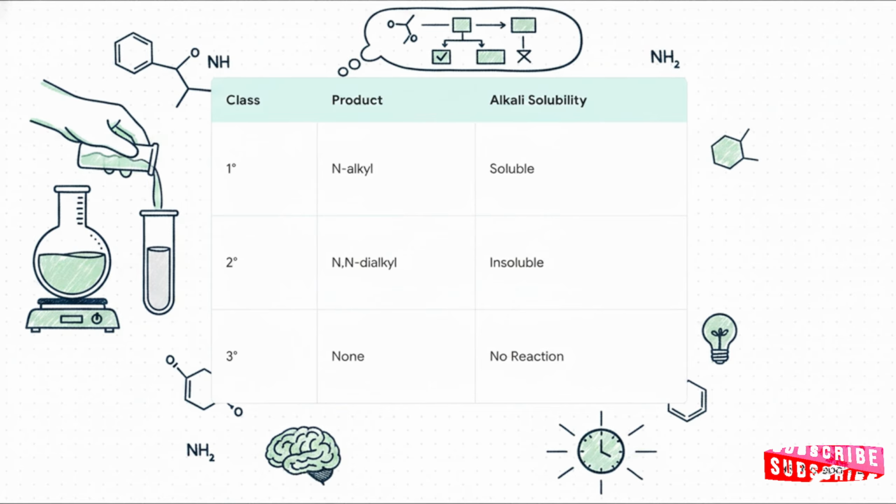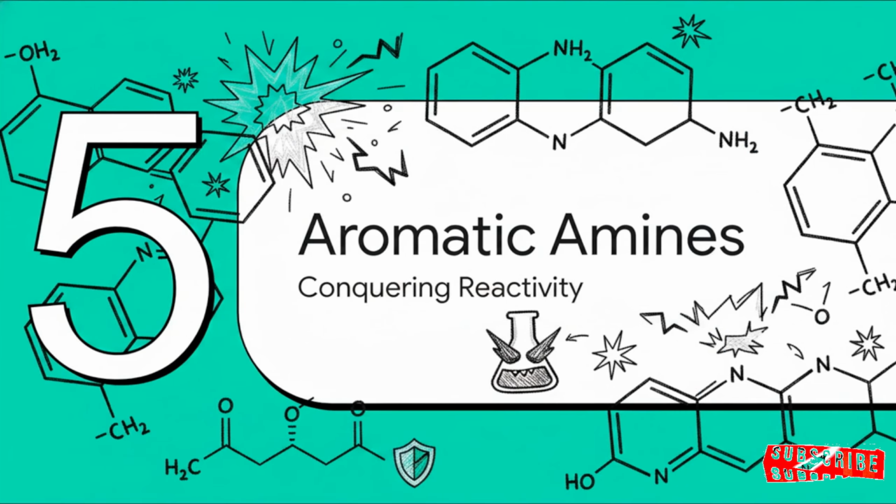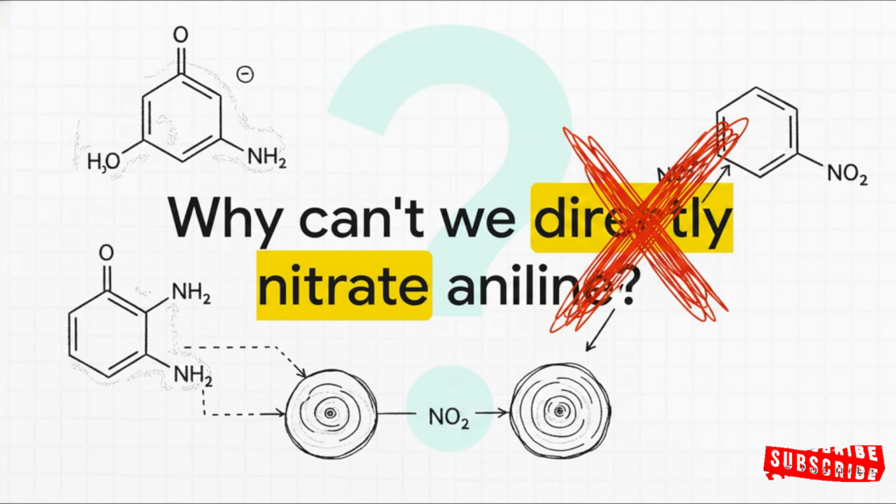When you're standing at the bench stressed out and your solution goes clear the second you add alkali, you don't need to panic. You just check your mental logic table and instantly know, boom, you have a primary amine. And finally, part 5, conquering aromatic amines. So we've made it to the final boss battle of the review, the highly reactive, kind of wild world of aromatic amines. Before we even look at the mechanism, let's puzzle this out together.